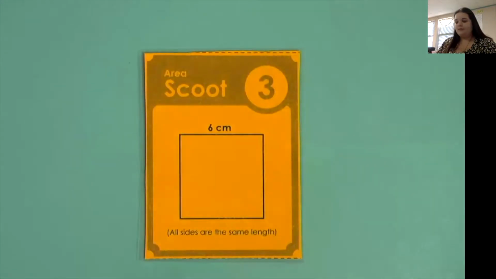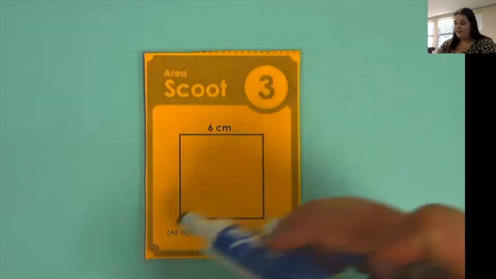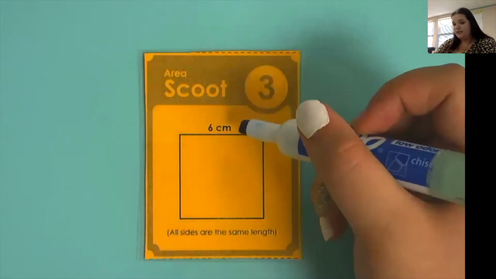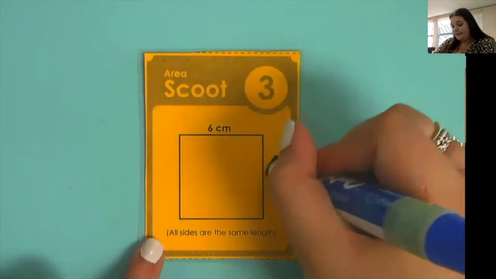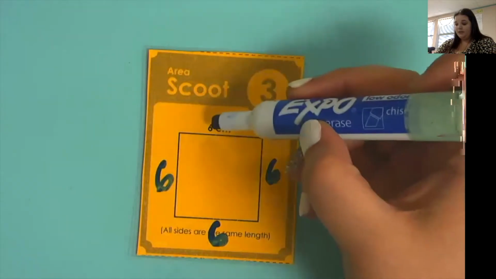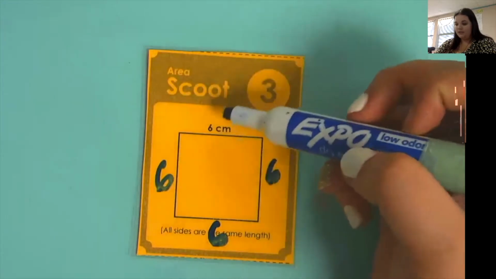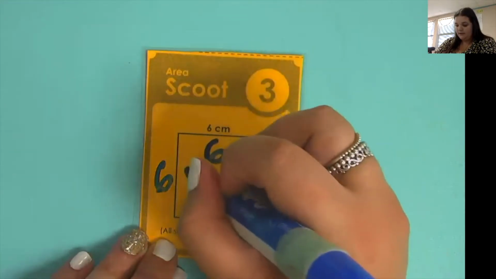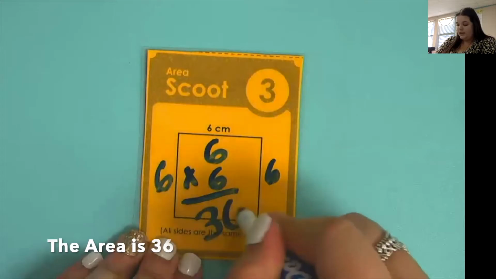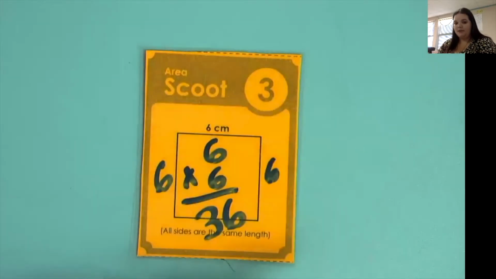Now, what if we have something like this? We know that all the sides are the same length. So we know that this is 6, this is 6, this is 6, and this is 6. How would you find out how many centimeters are in that whole square? So 6 is up here, and this is 6, and this is 6, and this is 6. We've got to take one side times the other side. So 6 times 6 is, let me erase this one right here, 36. So there are 36 centimeters in all.